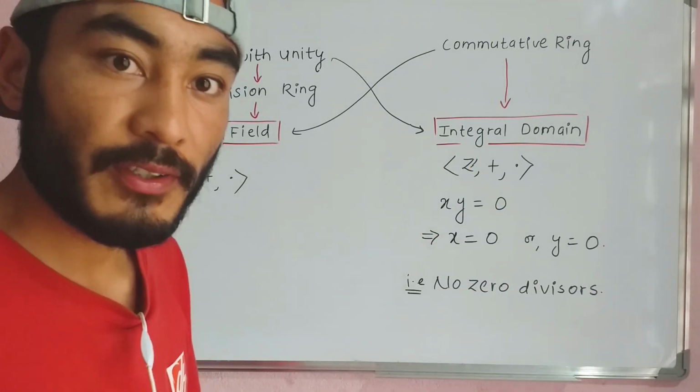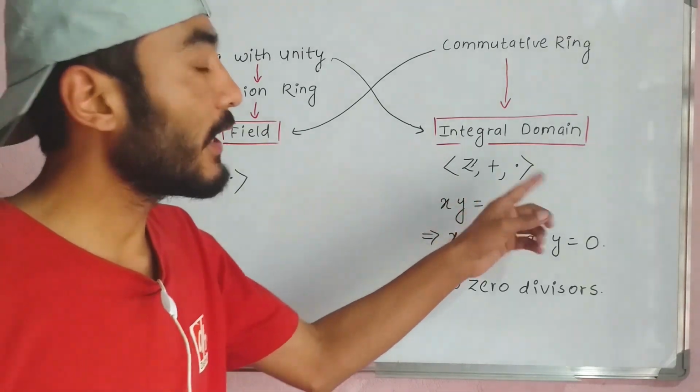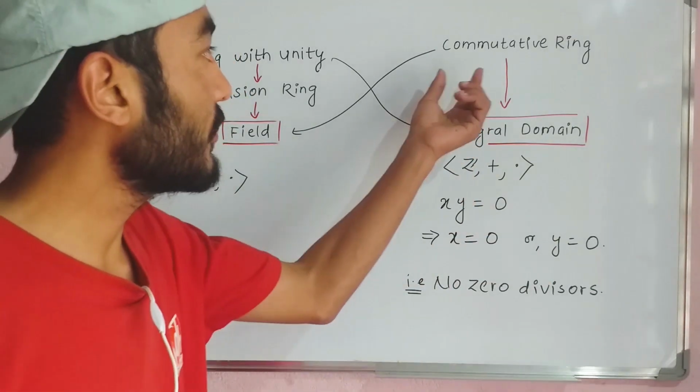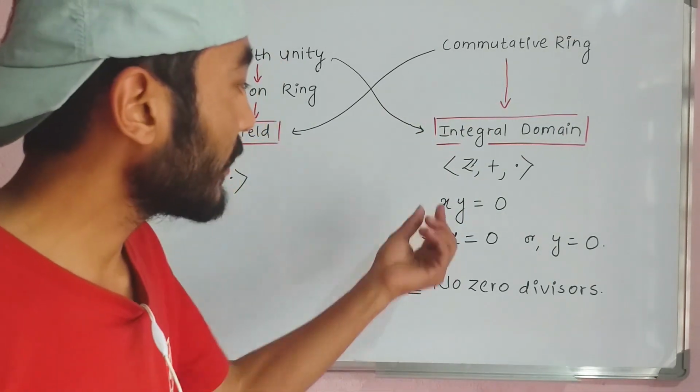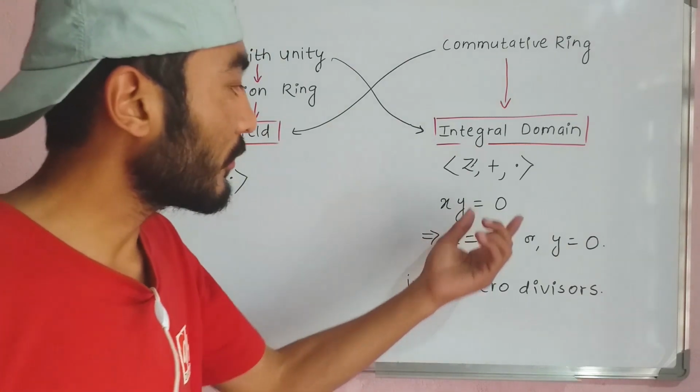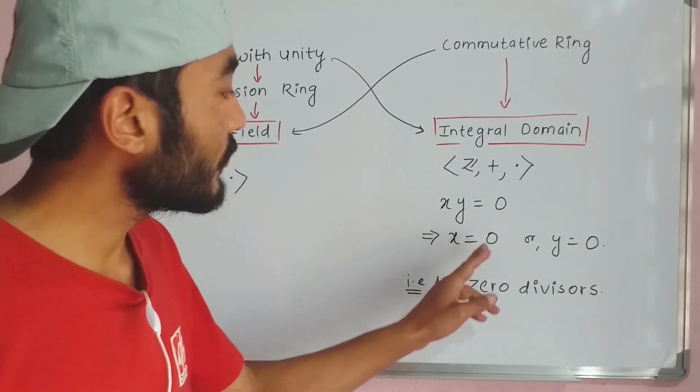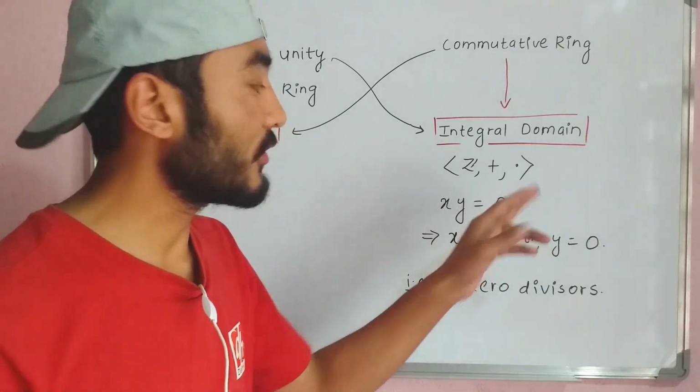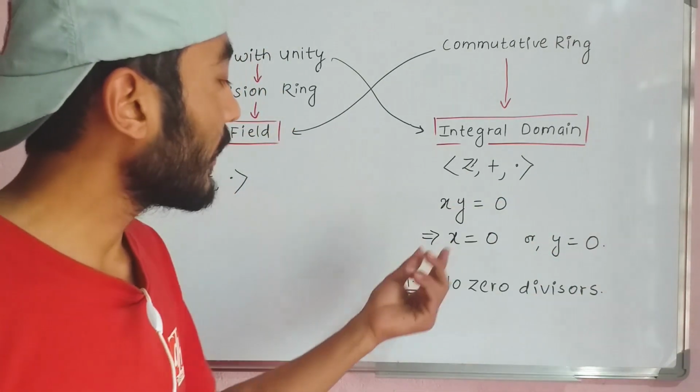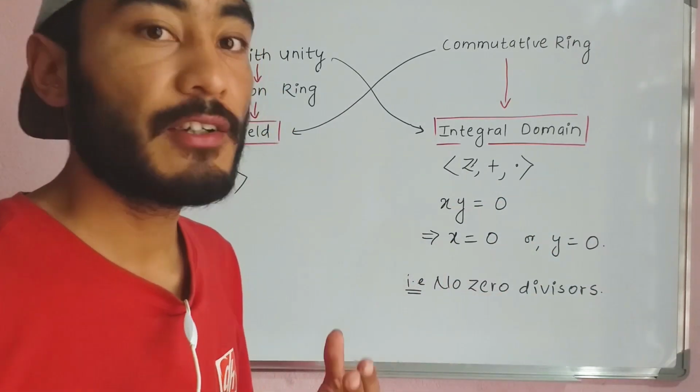In the ring of integers, there is 1 as multiplicative identity and the multiplication is commutative. For any two integers x, y such that xy equals 0, we have either x equals 0 or y equals 0 in integers. So the ring of integers has no zero divisors and is an integral domain.